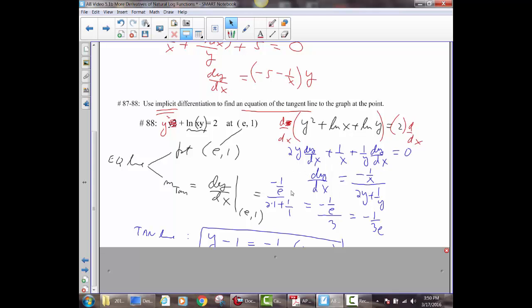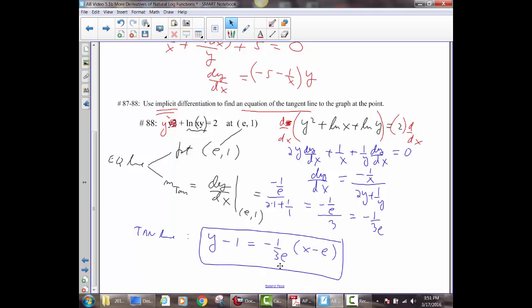So I have negative 1 over e, over 2 times 1 plus 1 over 1, which is negative 1 over e all over 3, which is negative 1/(3e). So that's the slope of my tangent line, and then I plug in the point. x1 is e and y1 is 1.